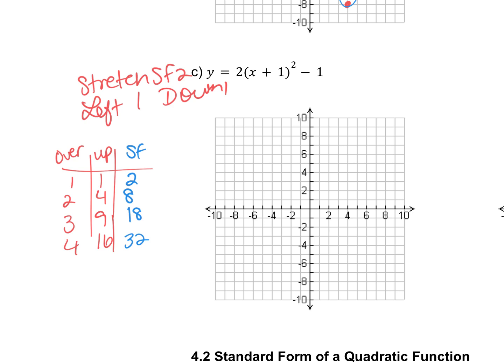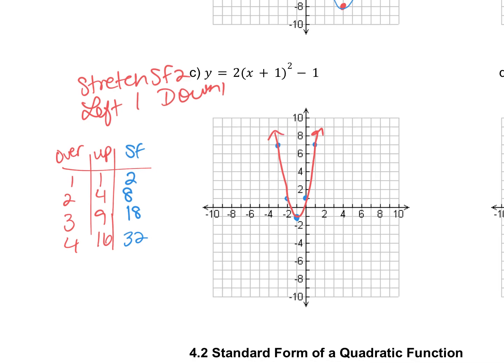Okay, so let's plot it. We got to go left 1, down 1, and then over 1, up 2, over 2, up 8. I think that's all I can fit on my graph, unfortunately. So draw it. The arrows, boom.